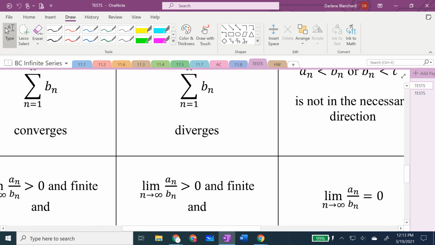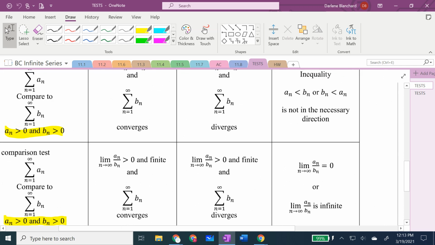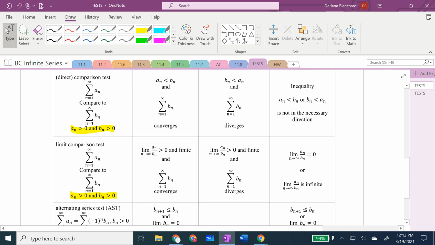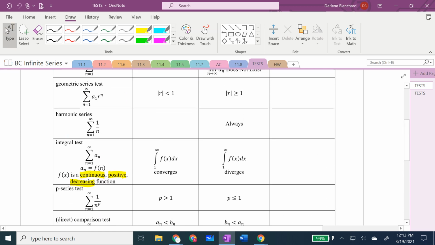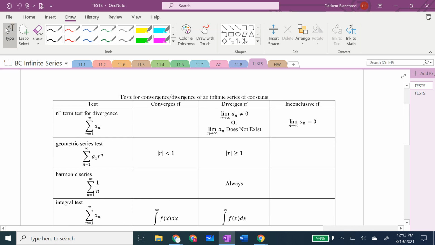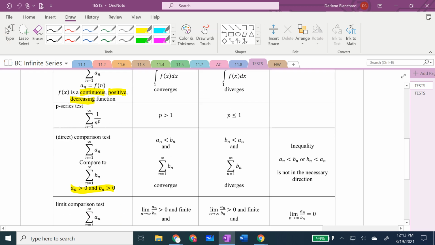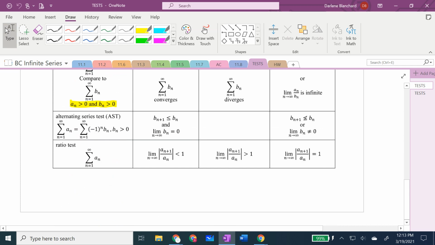With the comparison tests, they require positive terms. Both the series you have and the series you compare to have to have positive terms. For the integral test, it requires the function you're using to be continuous, positive, and decreasing. But other than that, everything else is just, does the test work? Can I use it?